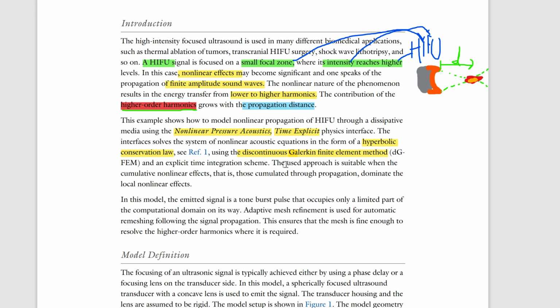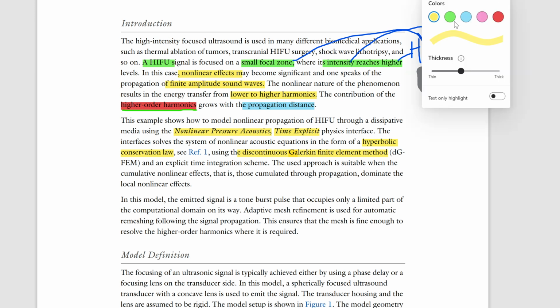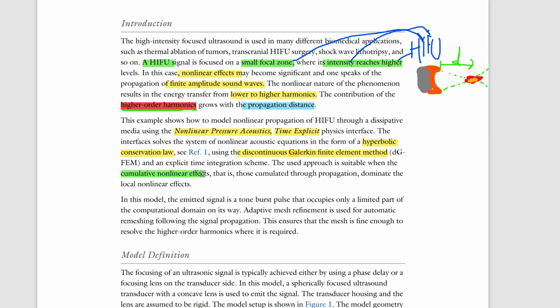Yeah. The used approach is suitable when the cumulative nonlinear effects, that is, those cumulated through propagation, dominate the local nonlinear effects. Okay, so we're saying that here our cumulative nonlinear effects are going to be greater than our local nonlinear effects, so much greater that they dominate. And if we were using an equation of cumulative nonlinear effects plus local nonlinear effects, this term would become the dominant term, and we'd be looking at that one.